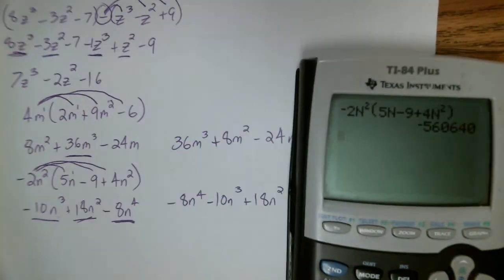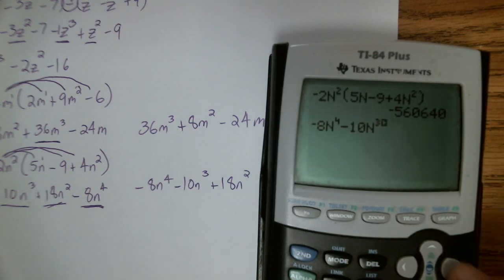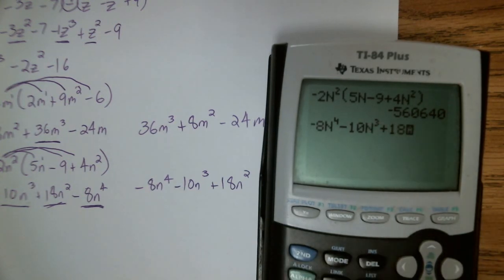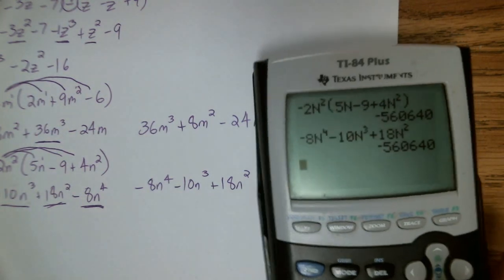Now let's type in our simplified answer. Negative 8 alpha n raised to the 4th, bring my cursor down, minus 10 alpha n raised to the 3rd, bring my cursor down, plus 18 alpha n squared, and bam, press enter and they match. And guys, you can do this on almost every single problem on the test, so please, after you work the test, go back and check every single one of these that you can.